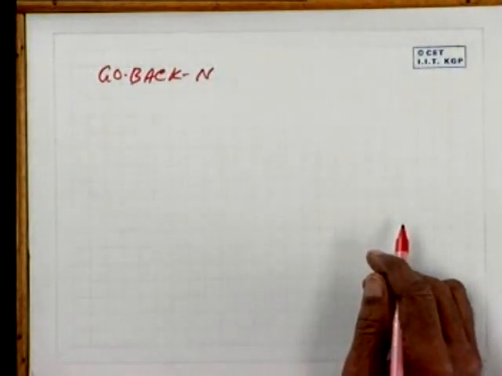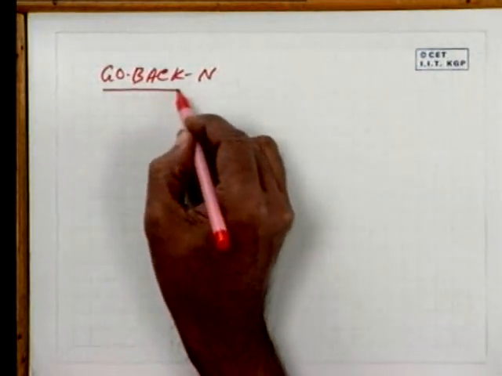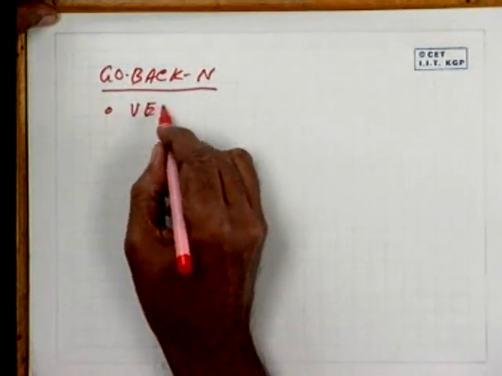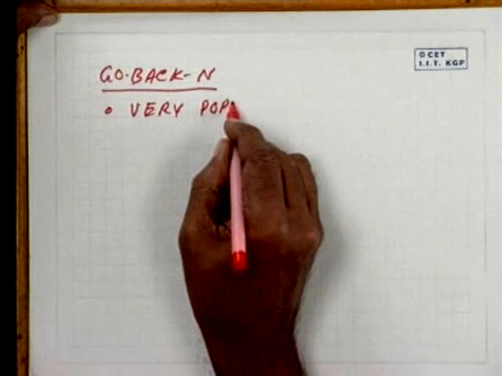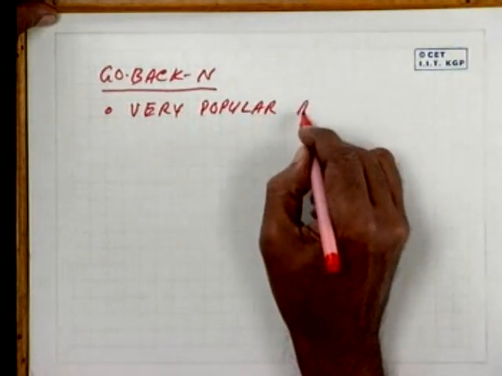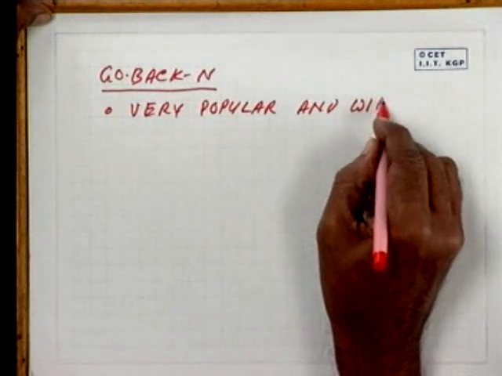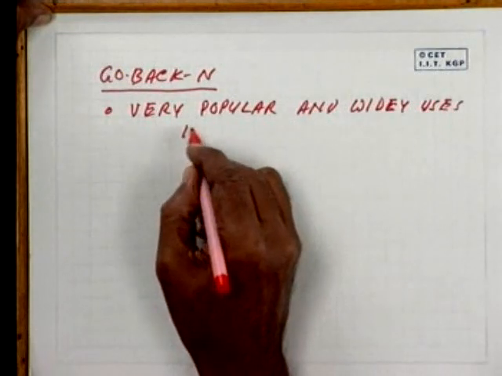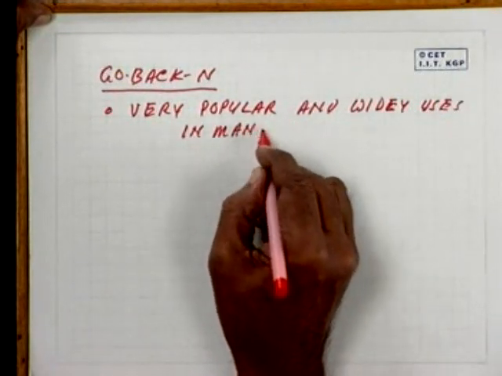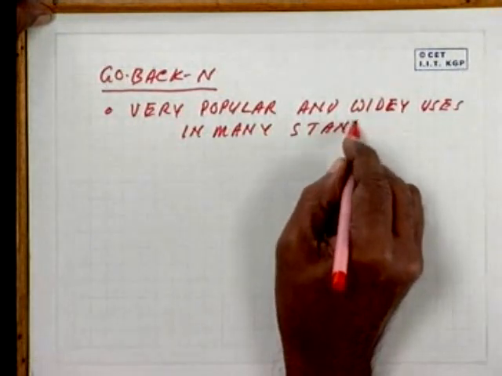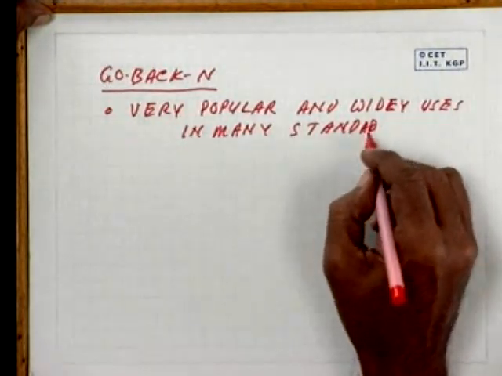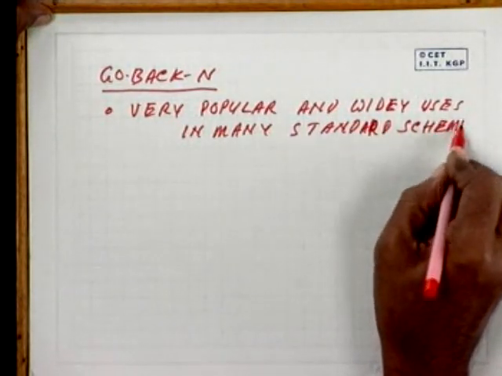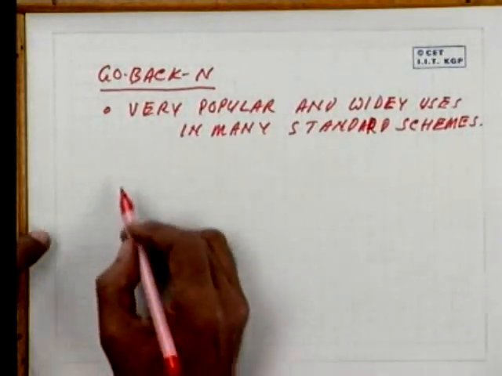In go back N ARQ, the frames are sent continuously, and this is very popular and widely used in many standard techniques. Let us see how it works.